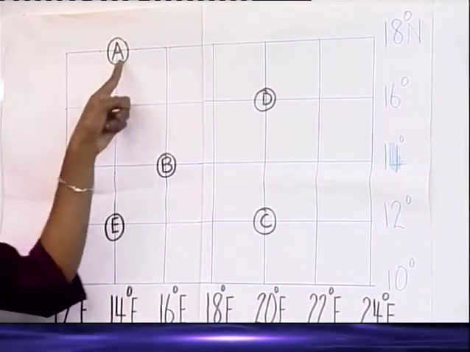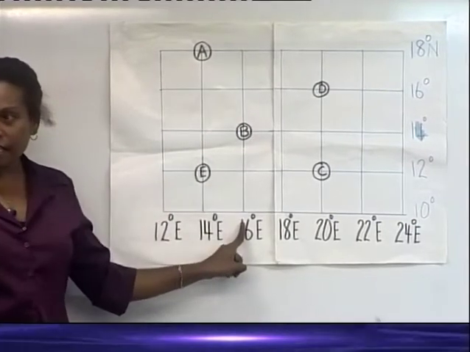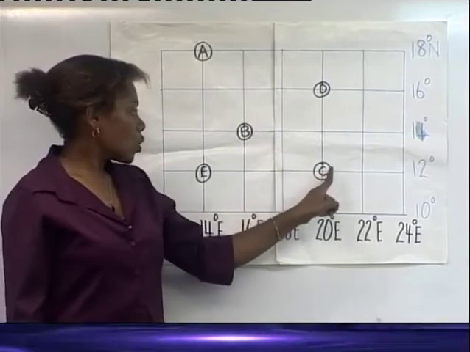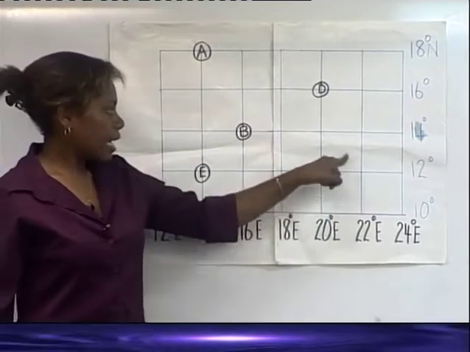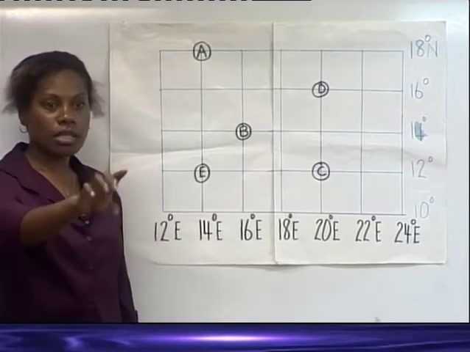Okay. B, 14 degrees north, 16 degrees east. C, 12 degrees north and 20 degrees east. Okay, very good. Number 2. Someone to do number 2.